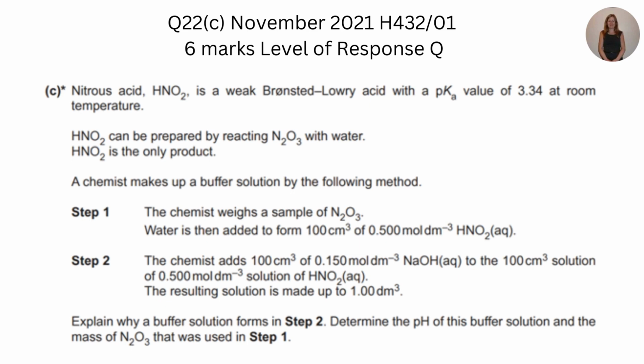There are 2 steps to this reaction. So the N2O3 is weighed, then water is added to it, and then in step 2, sodium hydroxide is going to be added to react with that weak acid, and the resultant solution made up to 1 decimeter cubed. The actual question is at the bottom, and we can see it's in 3 parts. So we're going to explain why a buffer solution formed in step 2. We're going to find the pH of that solution and the initial mass of N2O3 that was used in step 1.